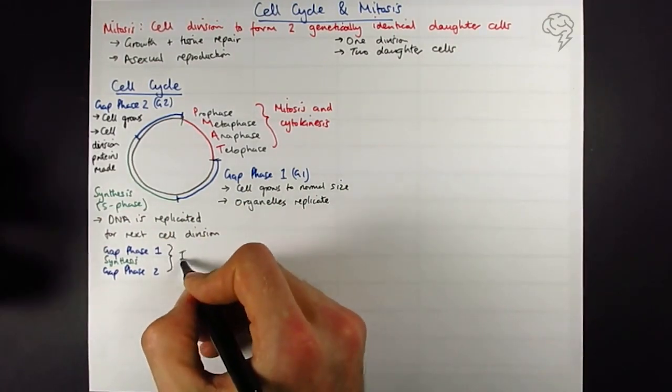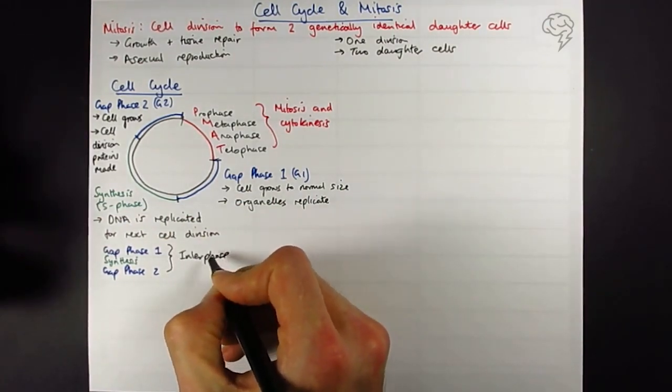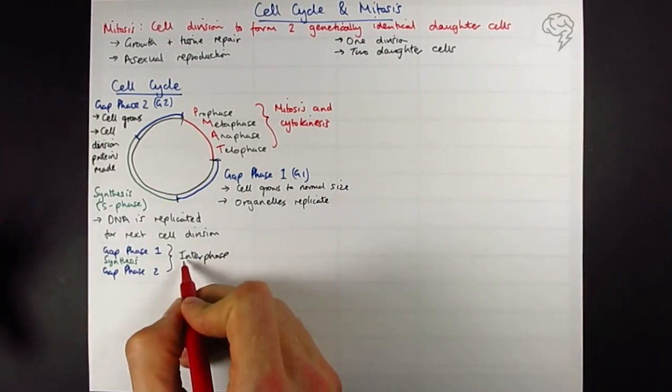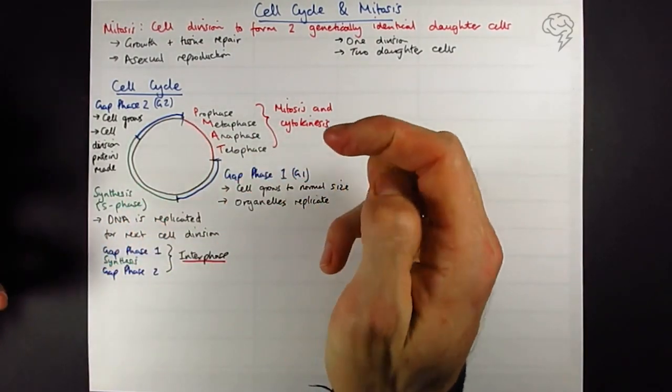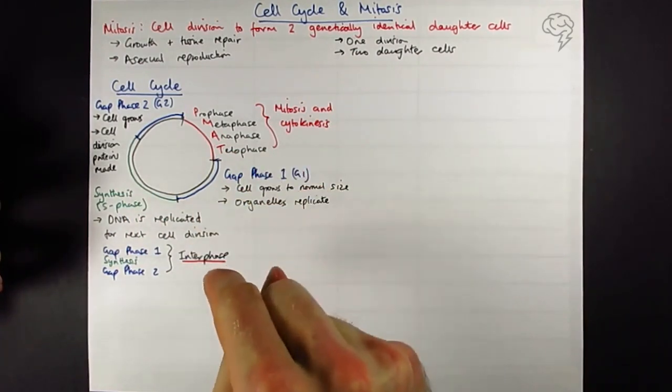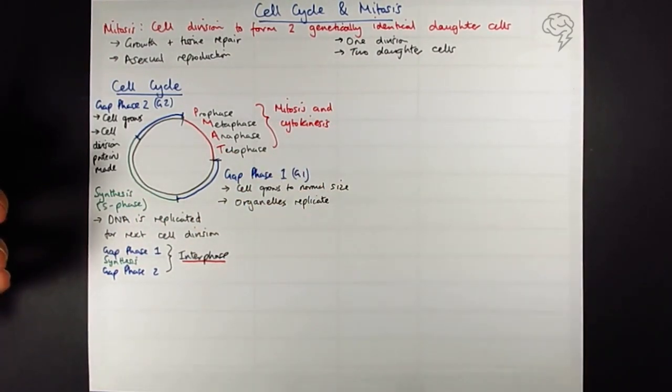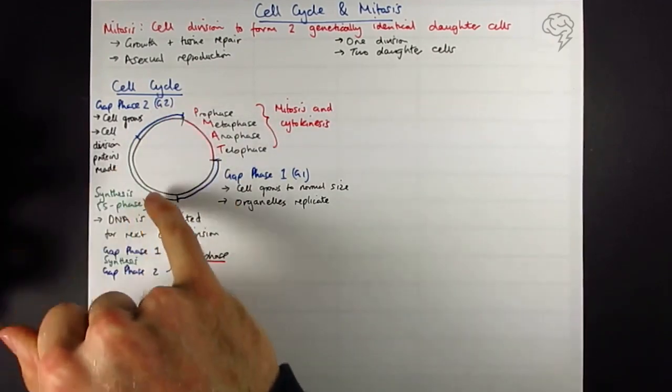These together form interphase. I'm going to underline it in red. I wanted it to be in black because it's black in the diagram, but it's a massive key term. And remember, DNA replication takes place during interphase, or S phase.